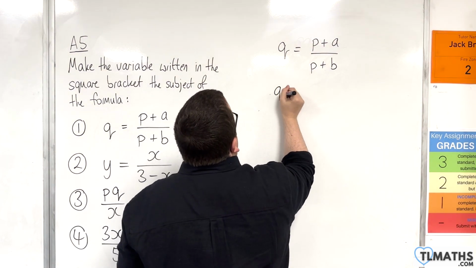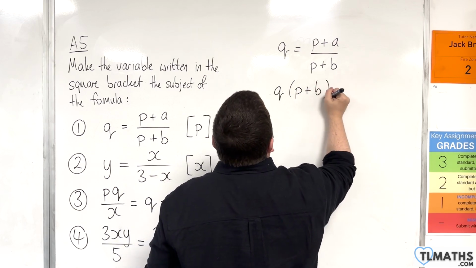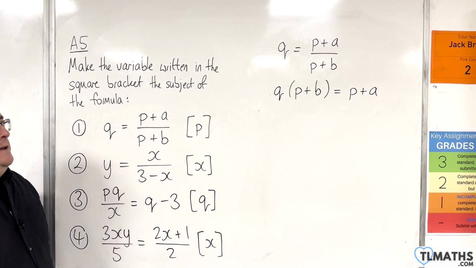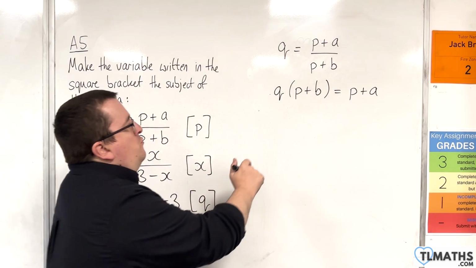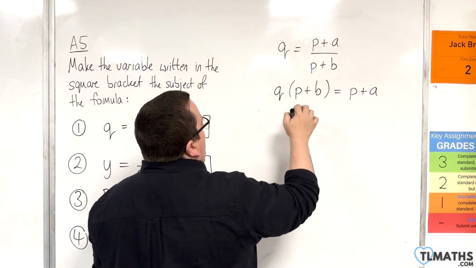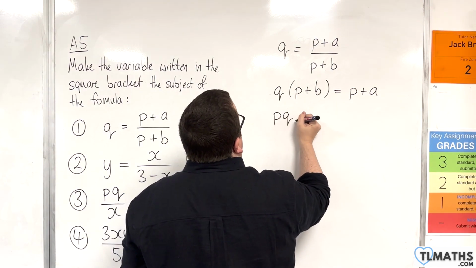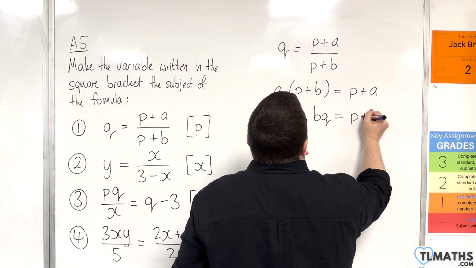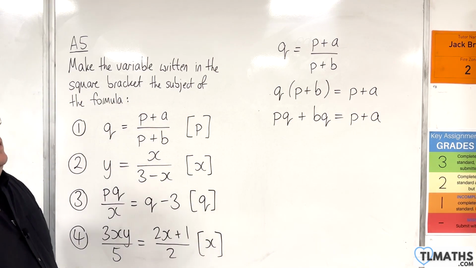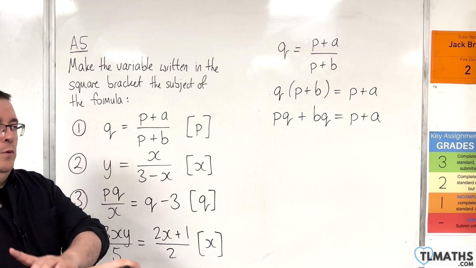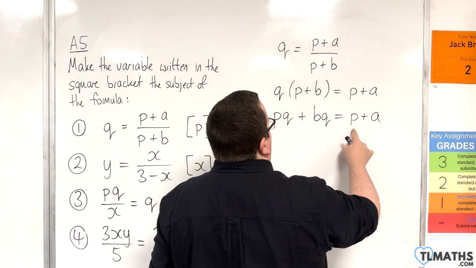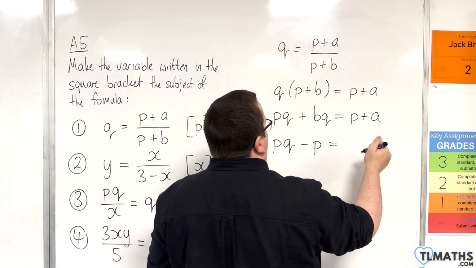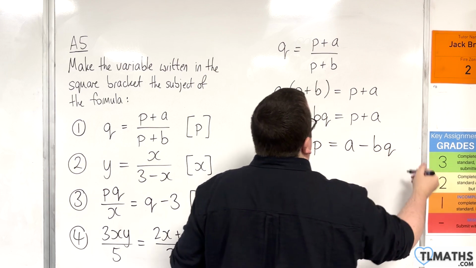Okay, so I'm going to do that. Q lots of P plus B is equal to P plus A. Okay, so now I've got this bracket with P involved. I'll expand that out. So PQ plus Q times B, so BQ, is equal to P plus A. I have P on both sides of the equation. So let's subtract P from both sides, get all the P's on one side, and subtract BQ from both sides as well.